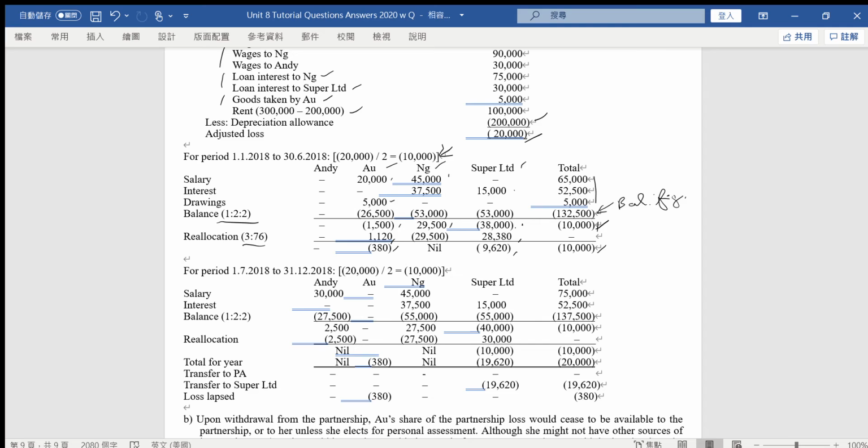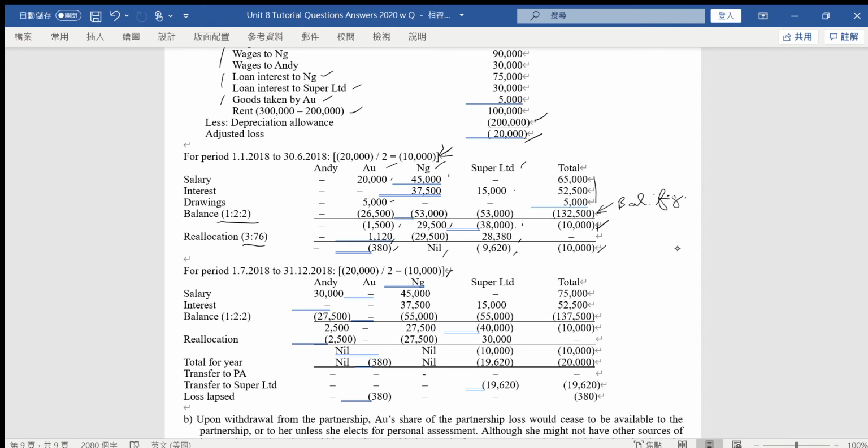Finally we can find that Mr. Ng is allocated a loss of 380, none for the other Mr., and then Super Limited will be allocated a loss of 9,620. That will be the first period. The second period is the same, allocated at 10,000.